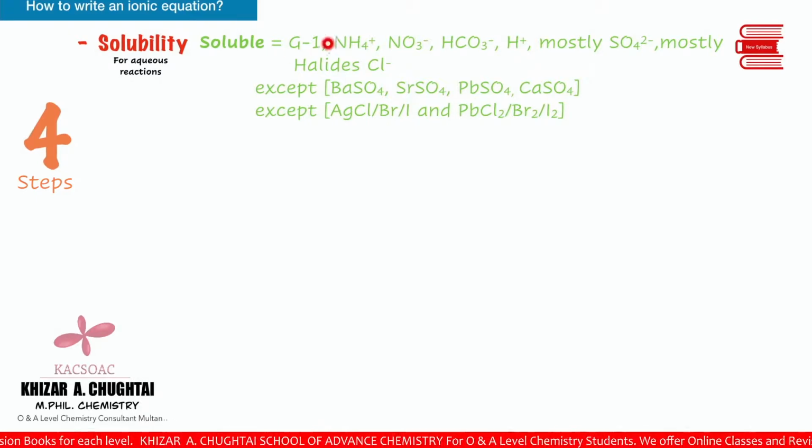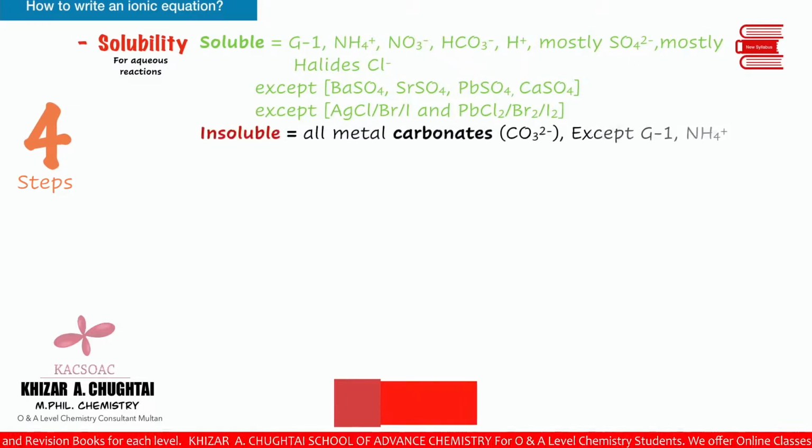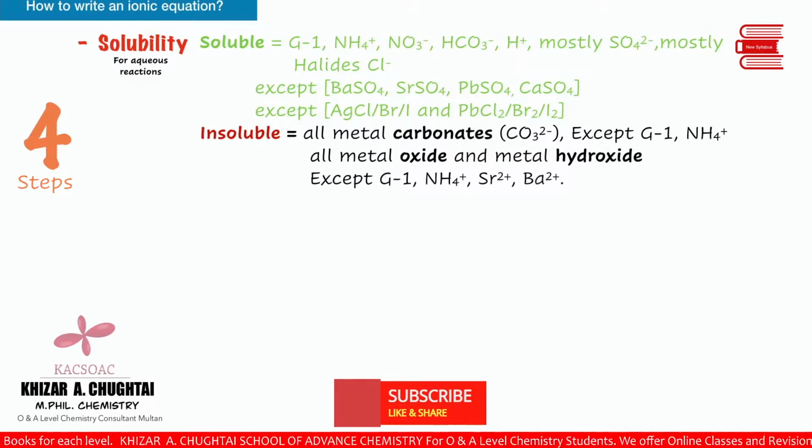Once again, group 1 metal compounds are soluble. Ammonium ion compounds are soluble. Compounds having NH4 positive ion are soluble. Compounds having nitrate ion, NO3 negative ion, are soluble. Compounds having bicarbonate ion, HCO3 negative ion, are soluble. Compounds that can release H positive ion, all acids, are water soluble. Usually sulfate ions are water soluble. Usually. Mostly halide ions are soluble with few exceptions.